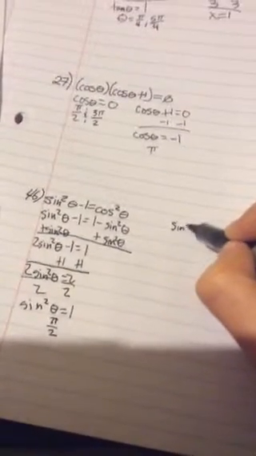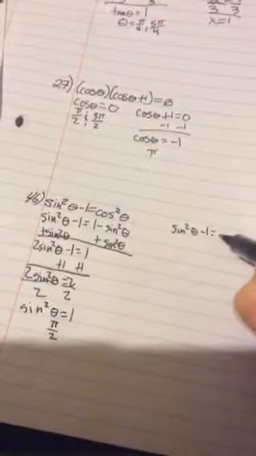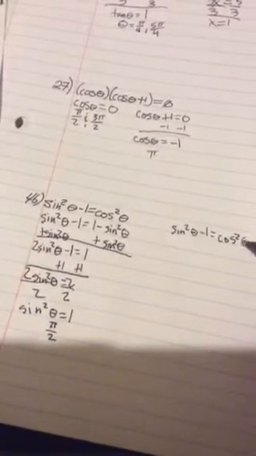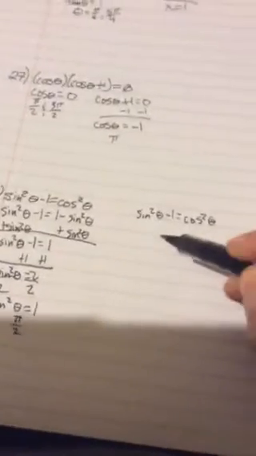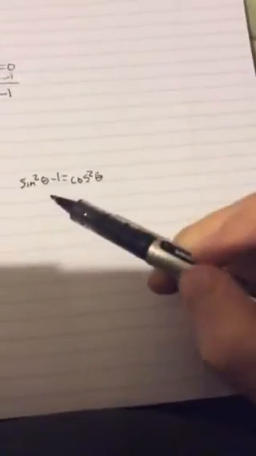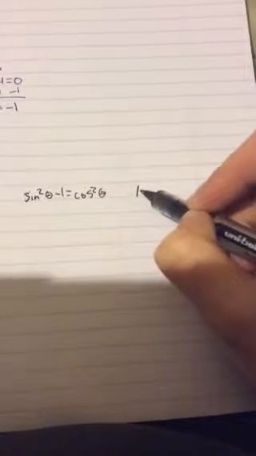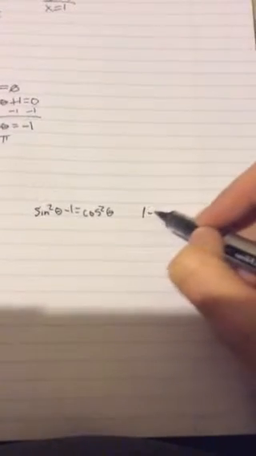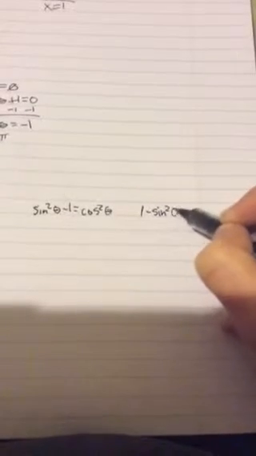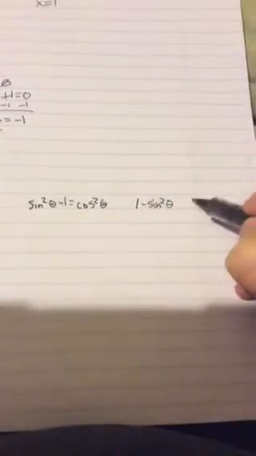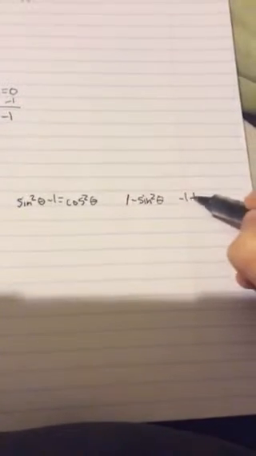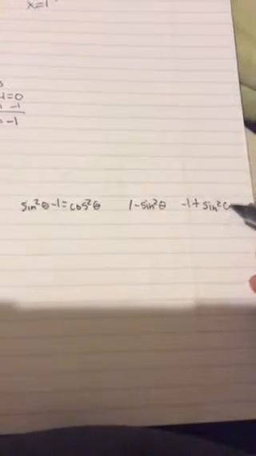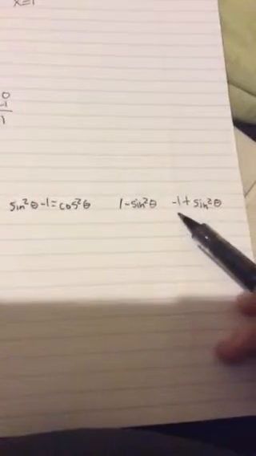So the way Mr. Tomberry did it, which is definitely faster, is here you've got sine squared theta minus 1 equals cosine squared theta. So he realized that the identity for cosine squared theta is 1 minus sine squared theta. If you were to rewrite this, then it would be negative 1 plus sine squared theta, and that these two are negative of each other.